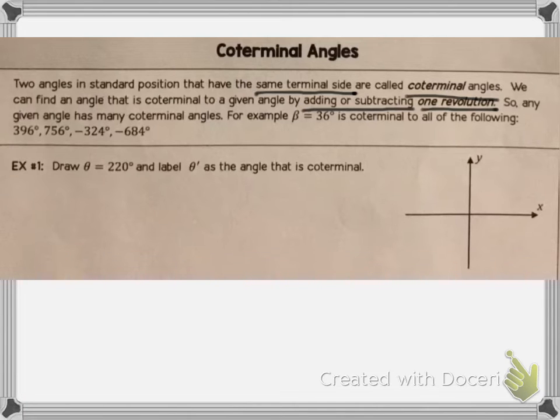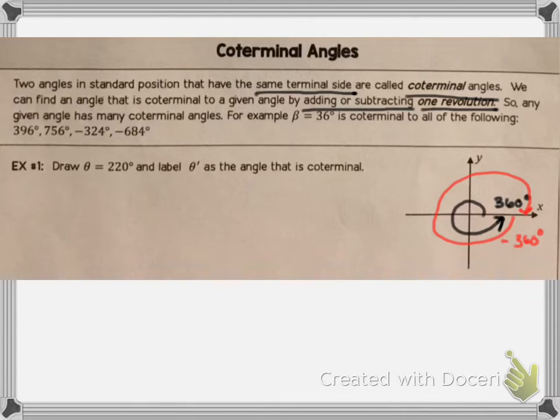All right, so one revolution around, let's say a circle or around the coordinate plane, is 360 degrees, in both directions. So if I wanted to do a negative rotation, it would be going from the initial side of the angle all the way around until I get back to that initial side. So the red would be negative 360 degrees.